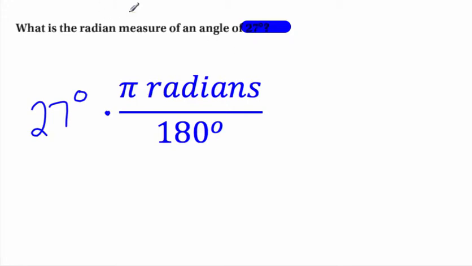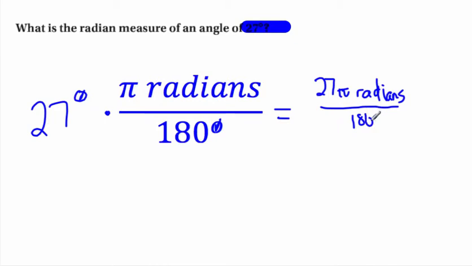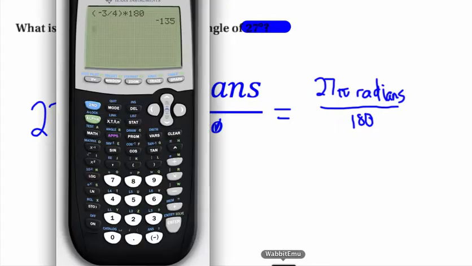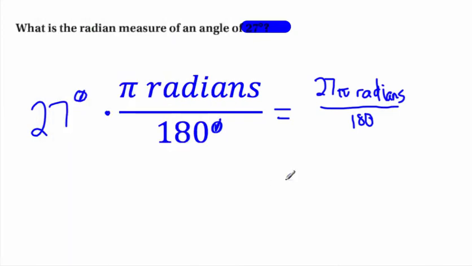So, picking my pen back up. Degrees cancels with degrees. And then I have 27. If I multiply across, I have 27 pi radians over 180. I need to see if 27 over 180 is going to simplify. I'll try that in my calculator just to speed up the process. 27 divided by 180, and then I need to throw in a math enter. And I get 3 over 20.